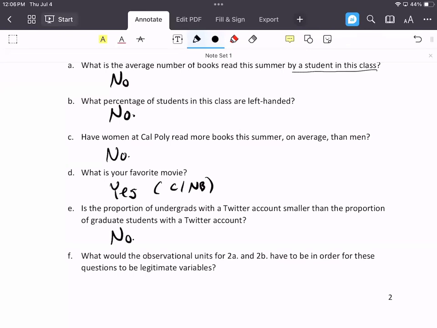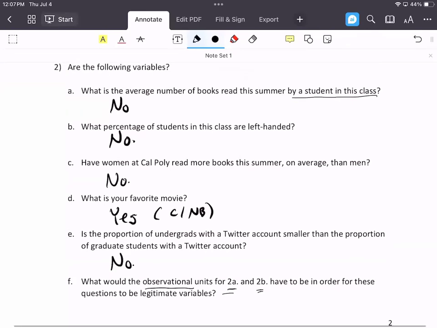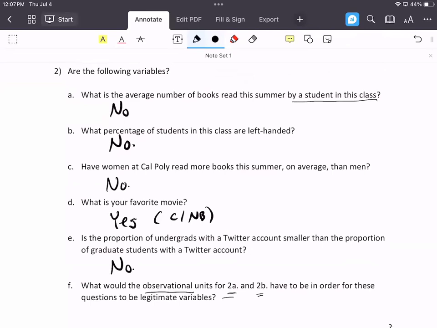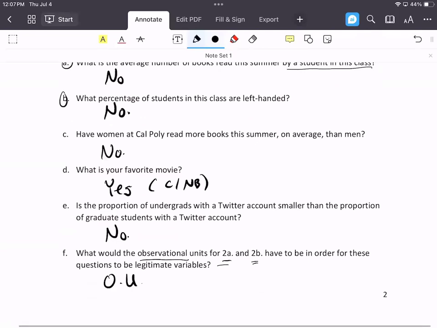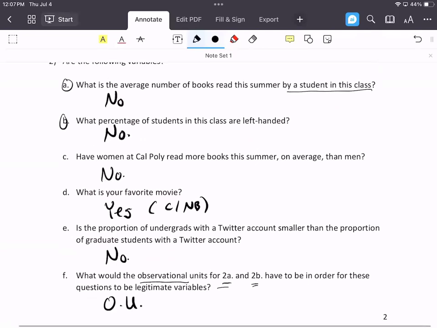Now, can we make some changes in what the actual observational unit is for 2A and 2B in order for these to be legitimate variables? Well, let's think about it. We're looking at the average number of books read by a student in this class, and what percentage of students in this class are left-handed. So we're doing some calculations. What would the observational unit have to be? What's it going to vary between? Well, student to student, we already talked about it. It doesn't vary by student.